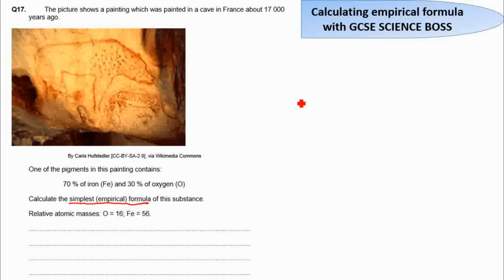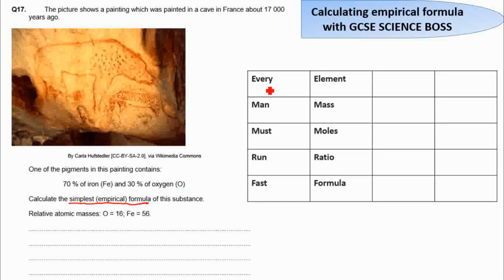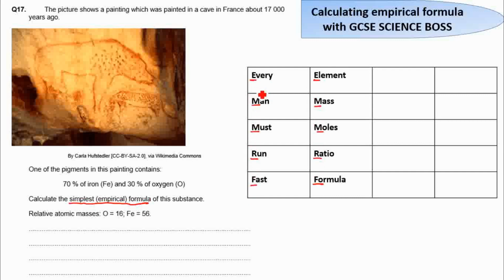So here's my 5-step program. Once you do this 5-step program, you'll never get these questions wrong. Here's my 5-step program: Every man must run fast. And what does that mean? Element, mass, moles, ratio, and formula. You just need to follow these 5 steps.